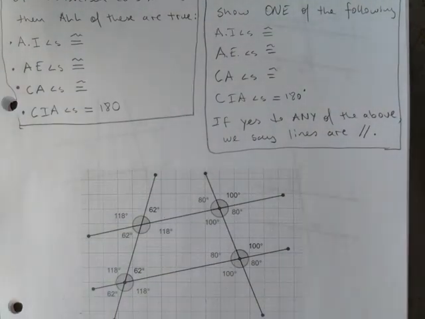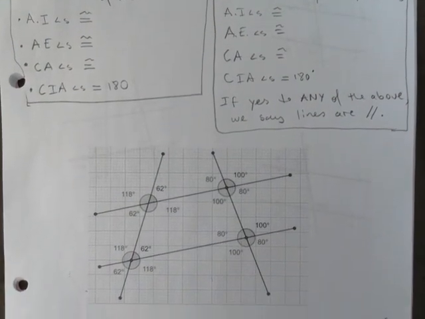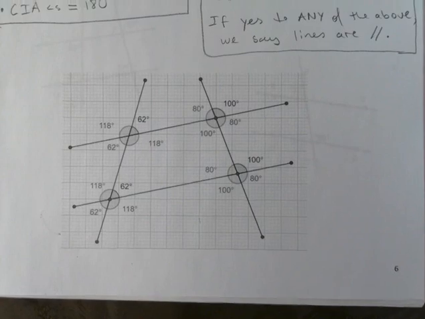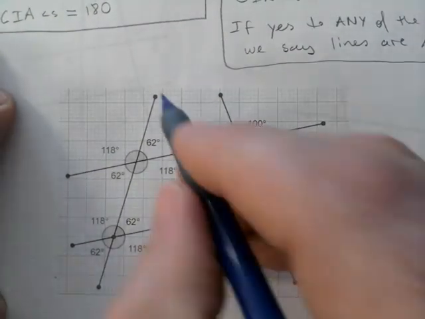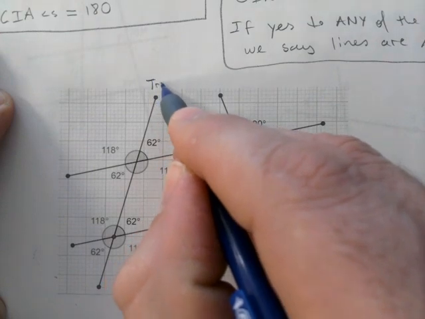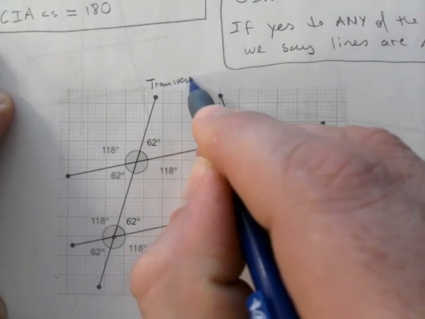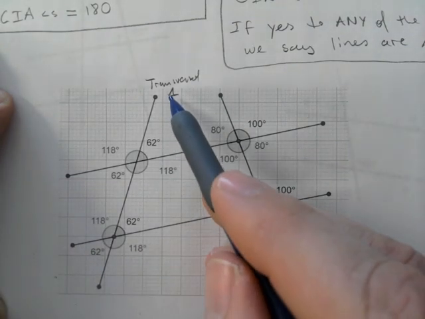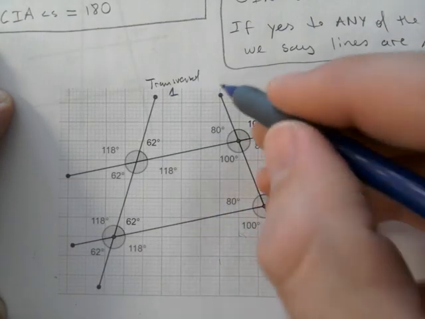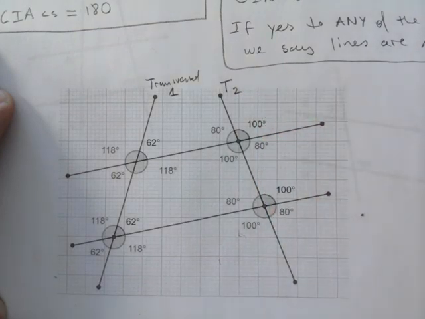Okay, so here we go. This one has actually been sketched. I drew this to scale. Okay, let's zoom in. If this is a transversal here, let's say this is transversal 1, and this would be transversal 2. Okay, T1, T2.